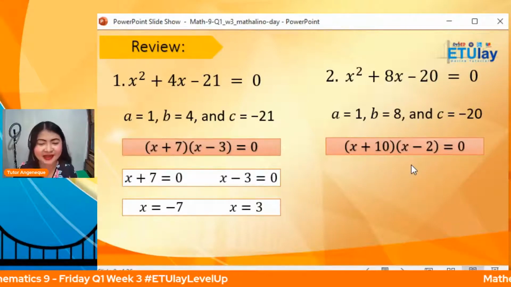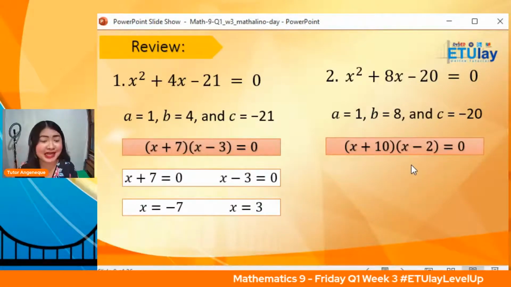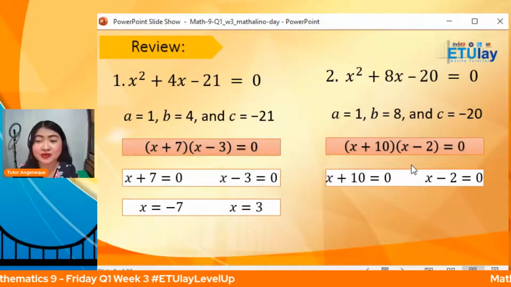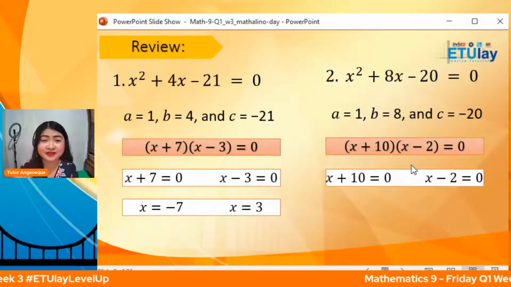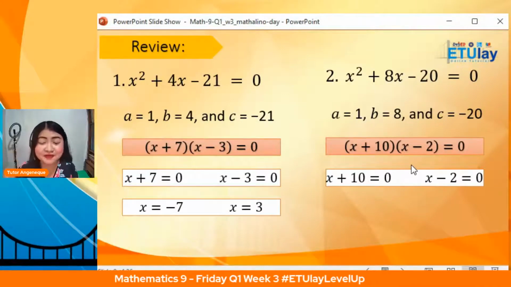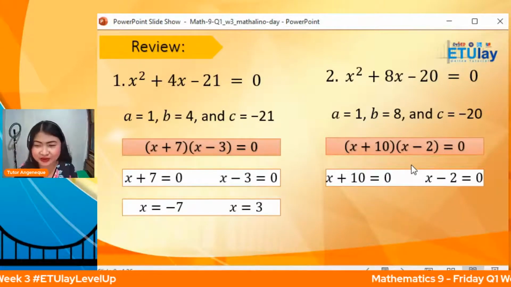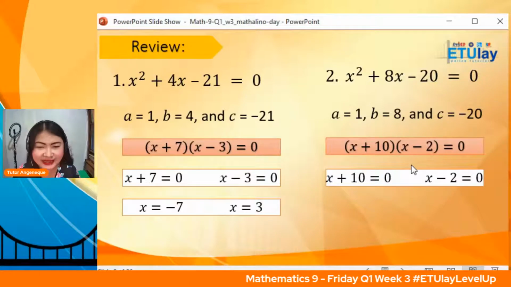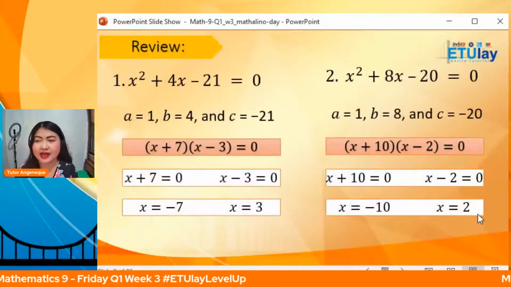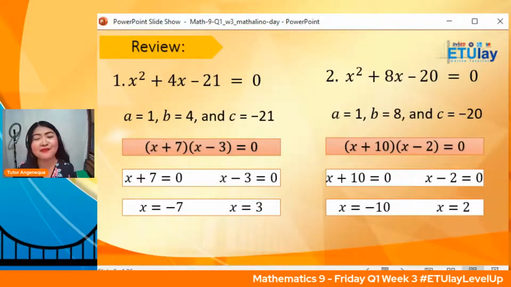Pa-shout out po sa Magsaysay. Hello, Micaela. Alright, so inuulit ko, be careful sa signs. Alright, so as you can see, x plus 10 equals 0 and x minus 2 equals 0. When we transfer the positive 10 to the right side, it becomes negative 10. And then if you transfer the negative 2 to the right side, it becomes positive 2. So the correct answer, tignan nga natin kung sino una nakakuha. Wow, very good. See? Alright. Very good. See? Harvey Lopez. Ayan, negative 10 and positive 2.